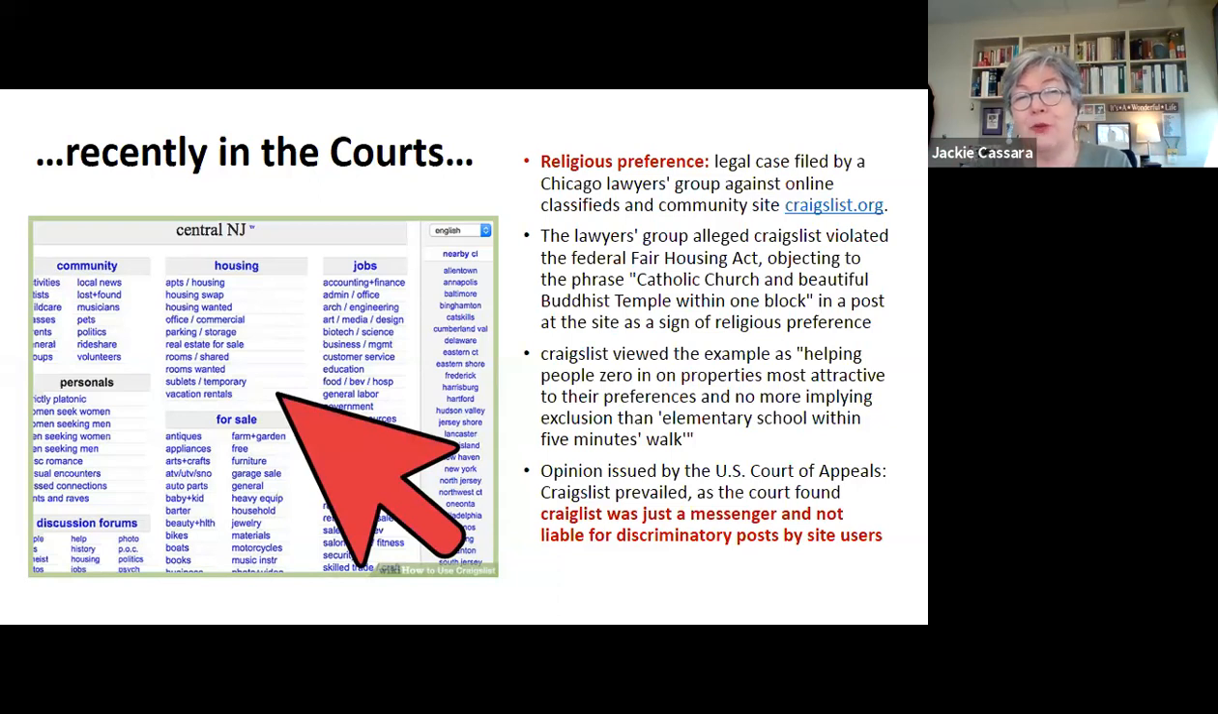Craigslist came back with an argument that said, well, we're just helping people zero in on the properties, and we're not the ones who posted it. We're just the conduit through which that post flowed. Interesting outcome in this case was that by the time this landed in the Court of Appeals, Craigslist won, and the court found that they were just the messenger and were not actually liable for any discriminatory posts on their site. A lot of people have found that one to be very interesting.